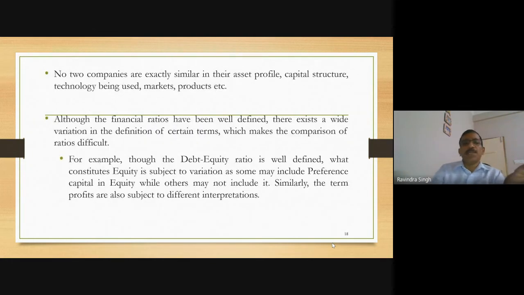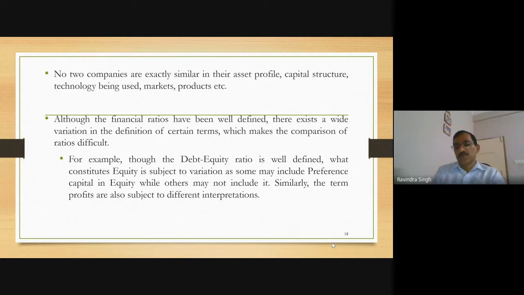No two companies are exactly similar in their asset profile. So what I will be talking about, comparative and trend analysis, gets affected because no two companies are exactly similar in their asset profile, capital structure, technology being used, marketing, product, etc. Although the financial ratios have been well defined, there exists a wide variation in the definition of certain terms.